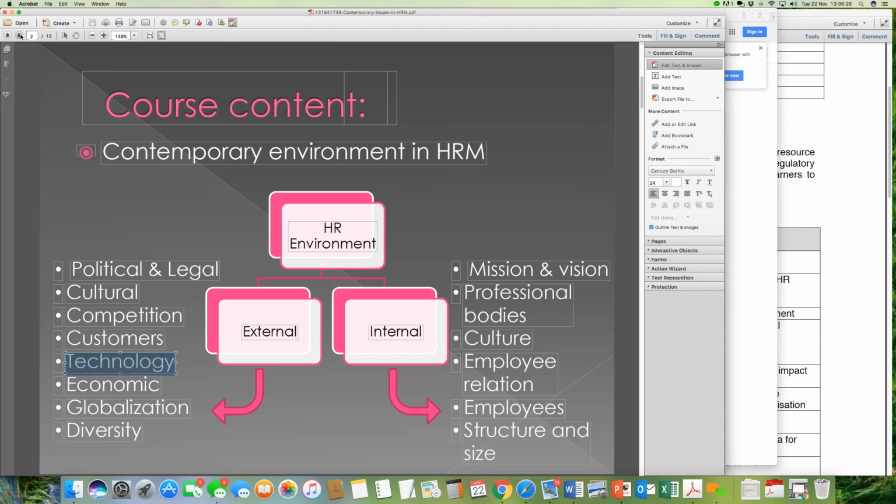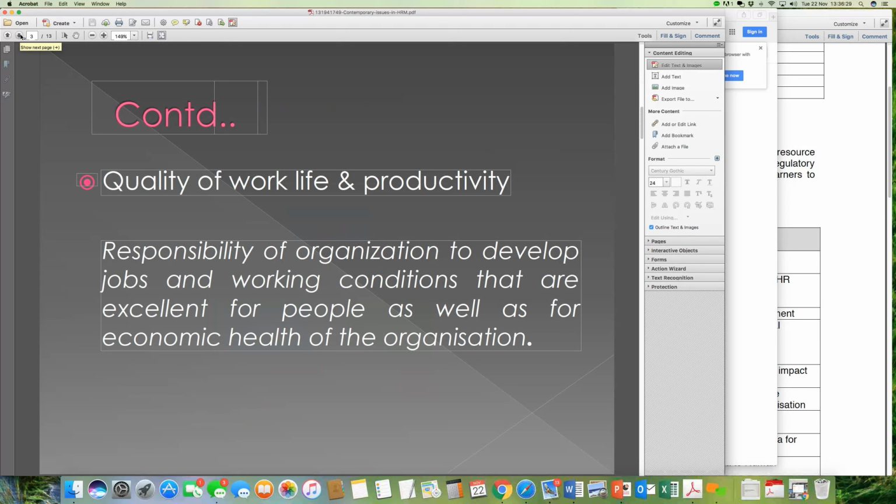Is that okay? Now, one of the other key things that you would have heard is that today, when organizations look at recruiting new people into roles, they always talk about something called the quality of work life. They talk about work-life balance.